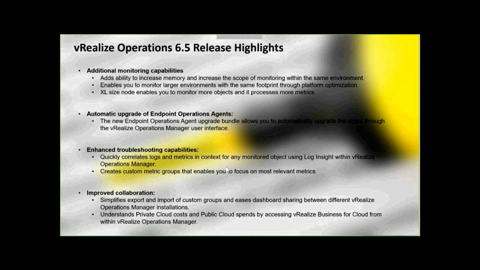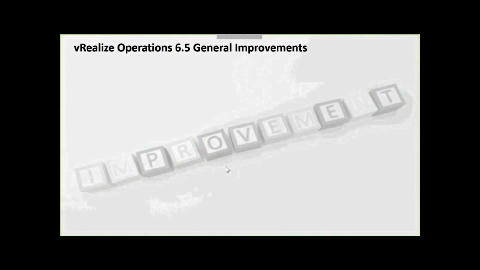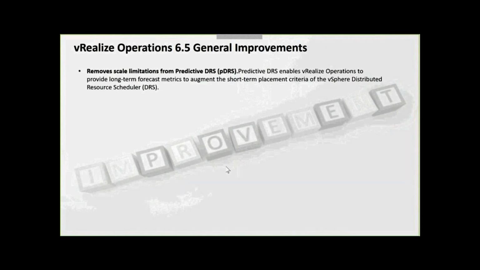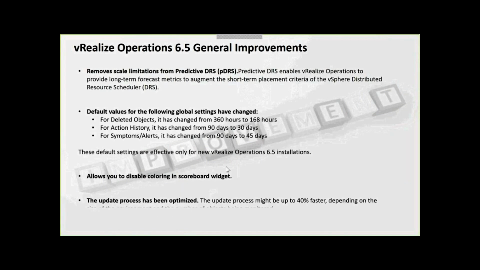Awesome, great. I do have some more general improvements on the product side as well, which I'm going to talk about today. I'll just quickly populate them on the screen right now. And the first one is around the scale limitation for predictive DRS. So if you've used predictive DRS with vROps, you would know that there was a scale limitation of 4,000 VMs per cluster. I've not seen a lot of clusters with that many VMs, but now that has been removed. So hence you can have as many VMs as a vSphere cluster supports, and that will all be supported by predictive DRS as well, which is kind of awesome.